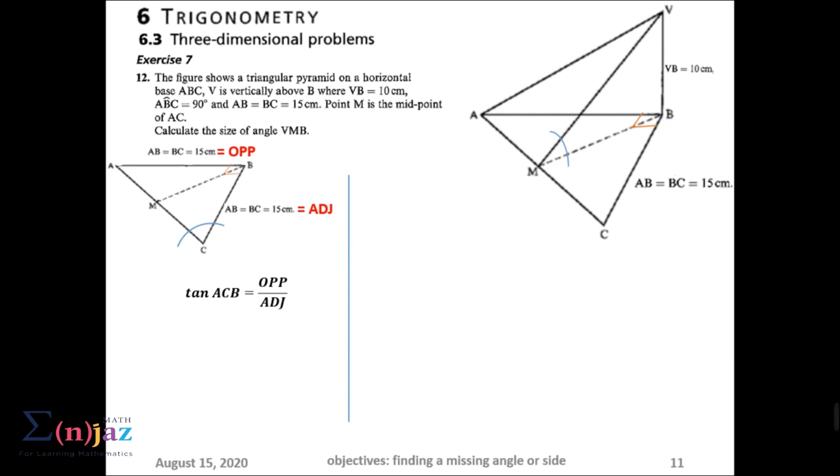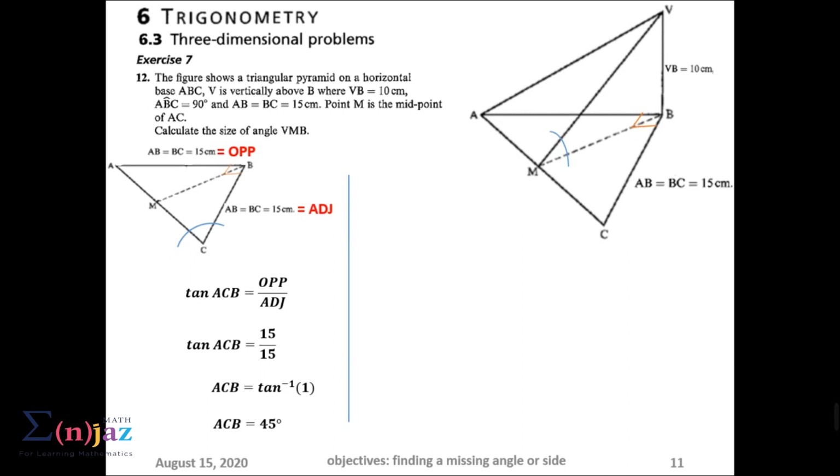Let's substitute in this formula. Tan of ACB is equal to 15 over 15, which is equal to 1. To find the unknown angle, we must use the tan inverse rule: tan inverse of 1. To get the tan inverse, we use the calculator. We press shift and tan, then the tan inverse will show up on the screen. I insert the 1, don't forget to close the bracket, press equal, and you end up with angle ACB equal to 45 degrees.